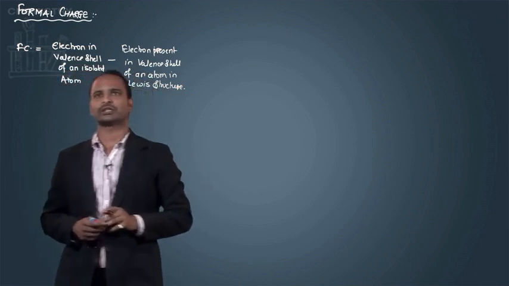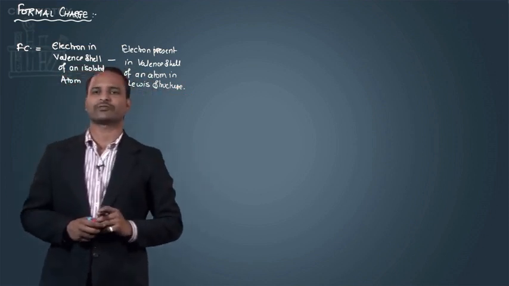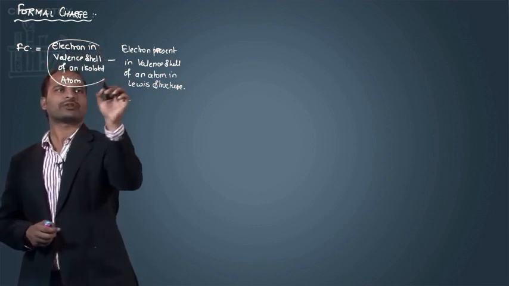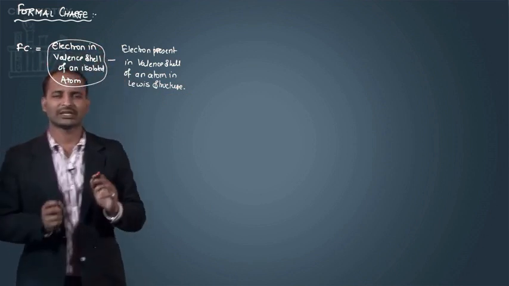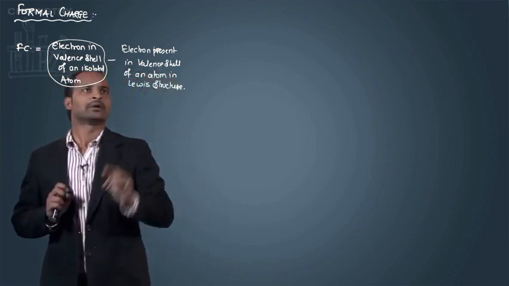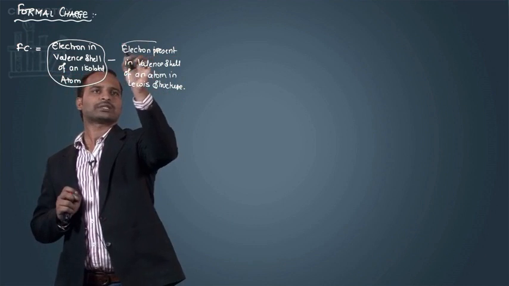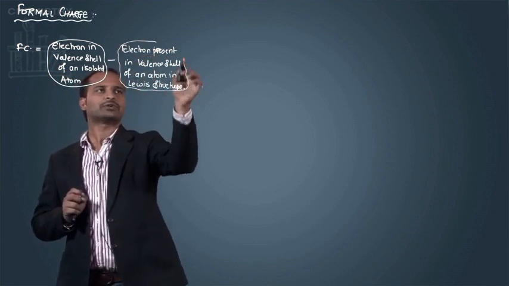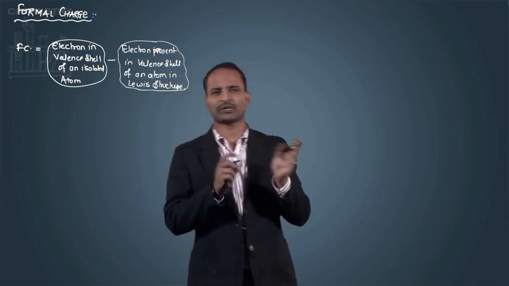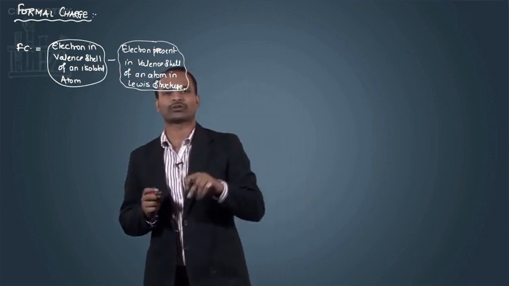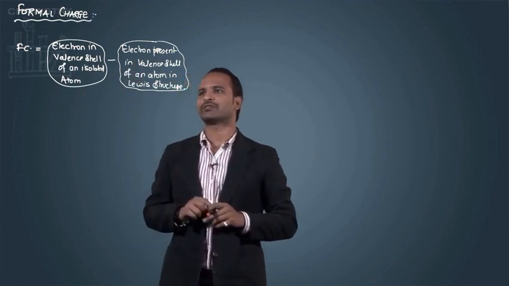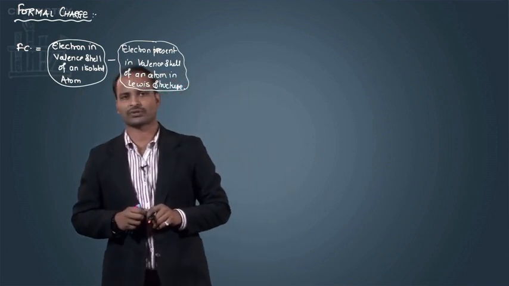So it is the number of electrons present in the valence shell of an isolated atom. Electrons in an isolated atom means the number of electrons present in the valence shell when the atom was not forming a bond, when it was isolated, simply alone. Minus the electrons present in the valence shell. We all know that when bonding takes place, sharing takes place, and due to that the number of electrons in the outermost shell changes. So minus the electrons present in the valence shell of an atom in a Lewis structure.